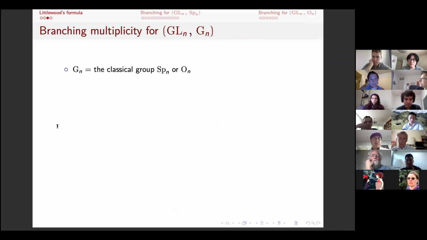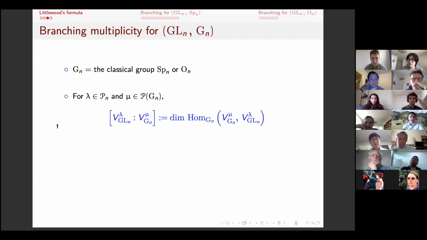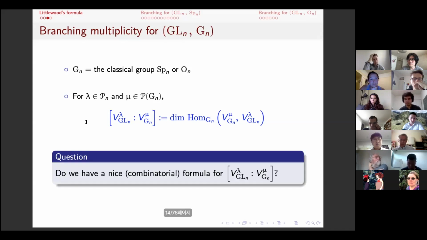In this talk, the branching multiplicity for GL_n and G_n associated to the partitions lambda and mu means the number of irreducible modules V sub G_n mu in the restriction of V sub GL_n lambda as a G_n module. Since finite-dimensional modules of classical groups are completely reducible, by Schur's lemma this branching multiplicity is also given by the dimension of a Hom space from V sub G_n mu to V sub GL_n lambda.